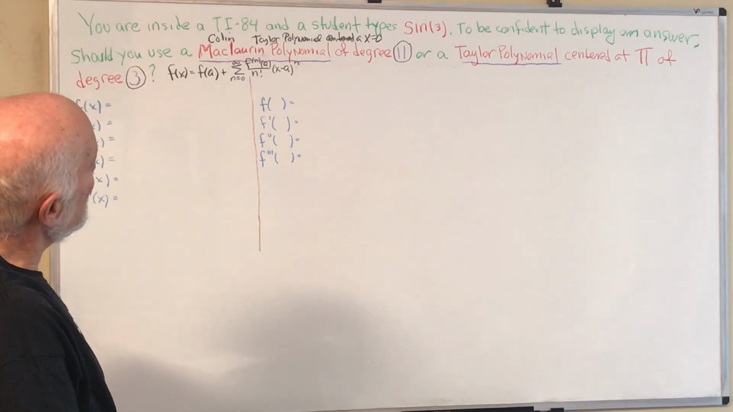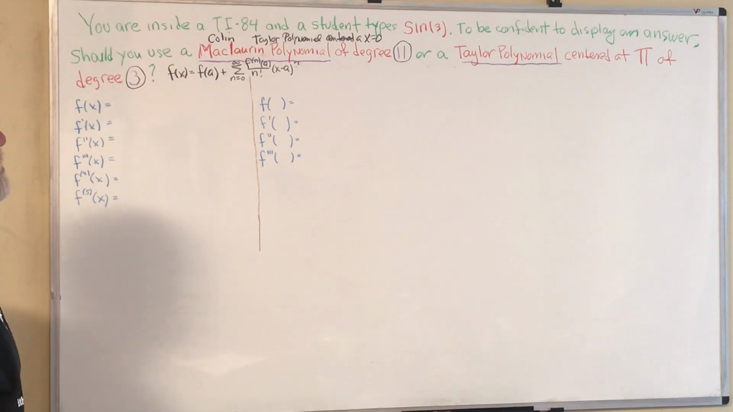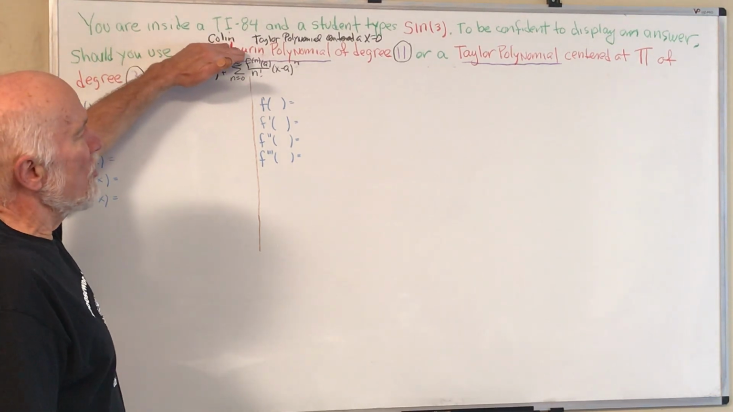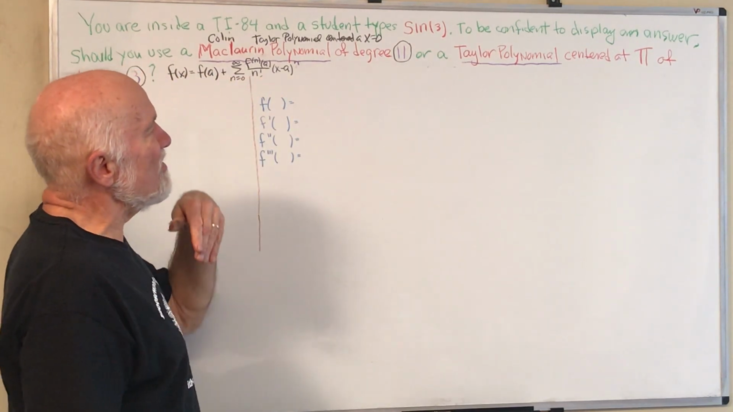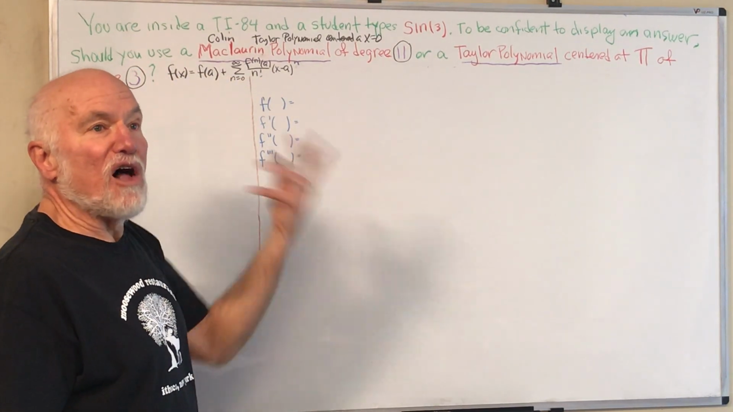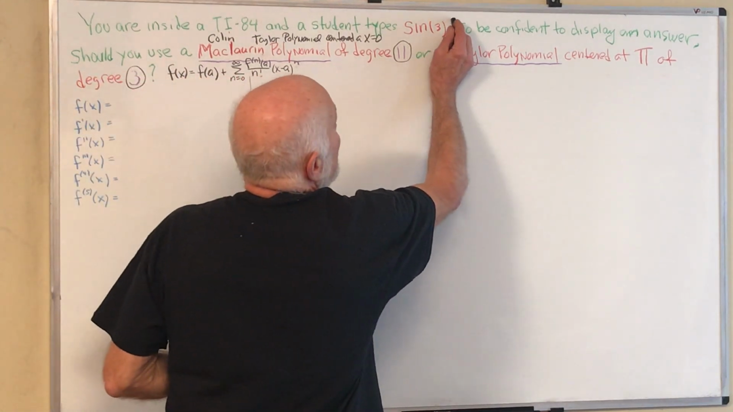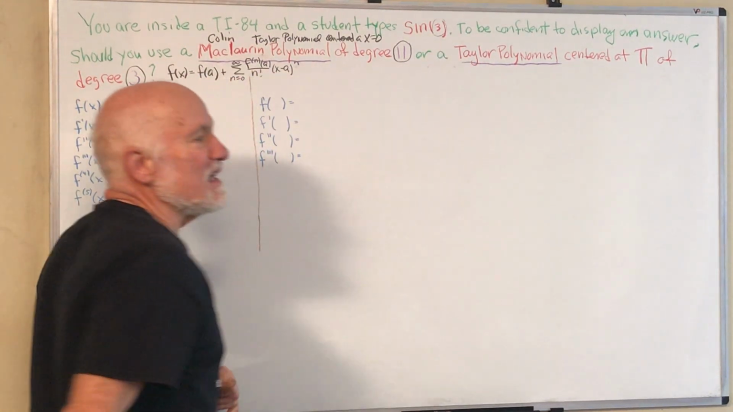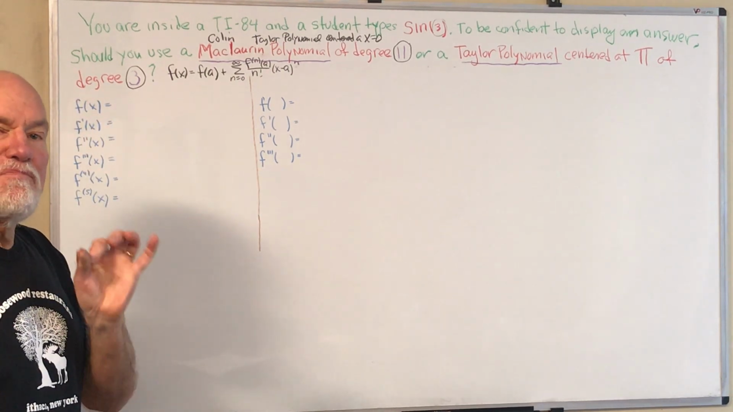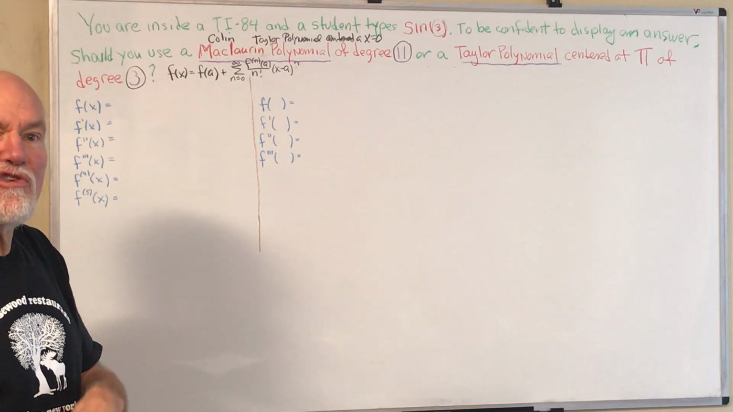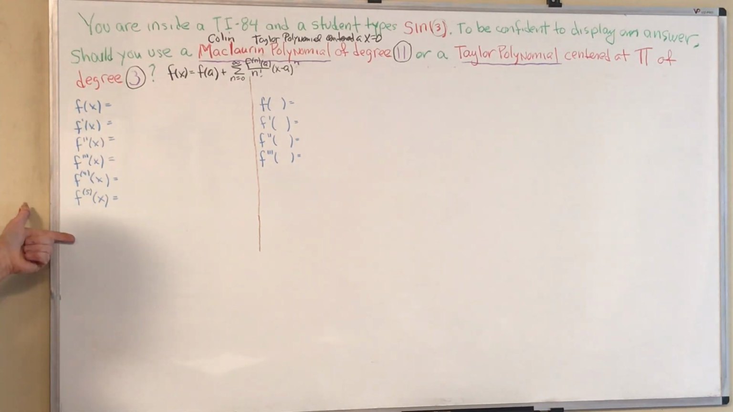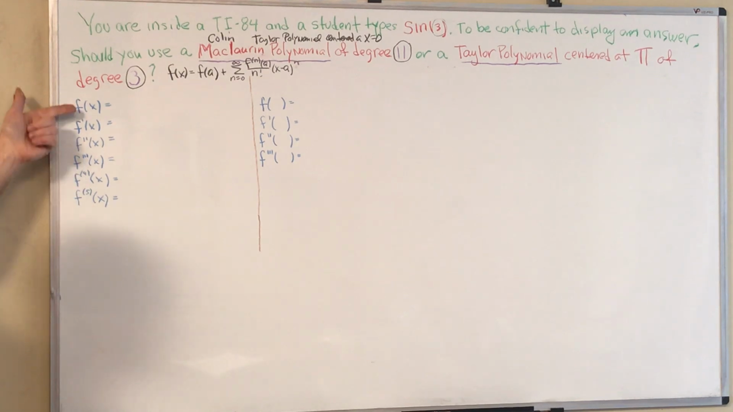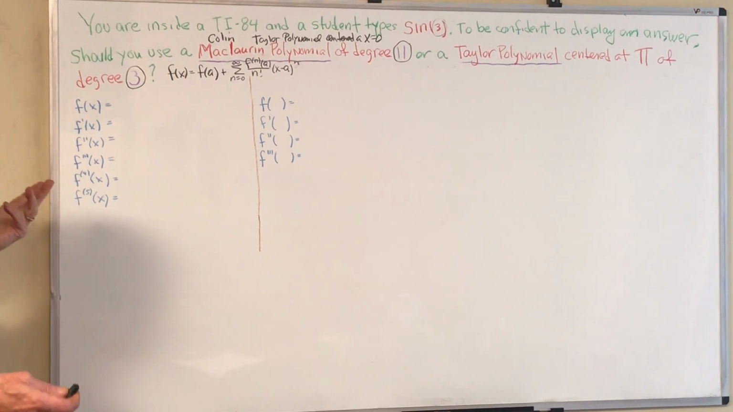So the question is, what should we do? Should we center it at 0, or should we center it at pi? And why would we pick pi? Because that's a value of the sine that we all know, and pi is pretty close to 3. And we see these Taylor polynomials do better when they're close to their center. So why would you ever go with just a regular Maclaurin polynomial? They're just easier to do when you're plugging in 0.